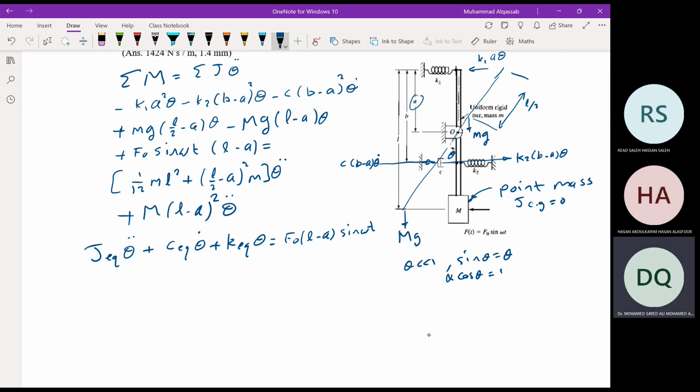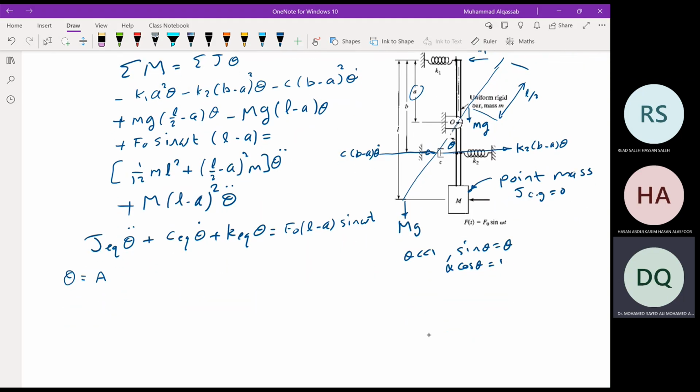Okay, so this differential equation is in terms of theta, and theta is angular displacement, but it is mathematically the same as the equation of x double dot. So you can write theta as A, that is the steady state. The question was to find the steady state. And before that, to answer the question for finding C, we will divide by J equivalent. Okay, so that 2 zeta omega n will equal the coefficient of theta dot, which is C equivalent over J equivalent.